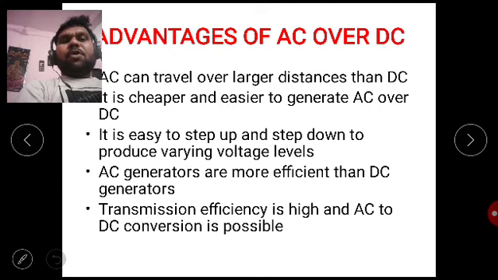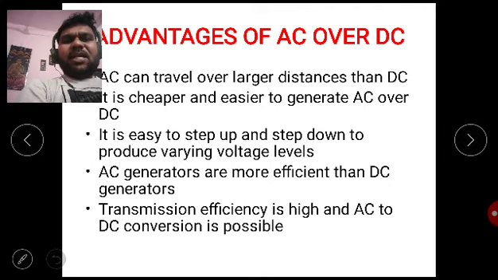How are they more efficient? Due to their functioning. Also, in DC, transmission efficiency is not as high as it is in AC. So AC has higher transmission efficiency than DC. These are the advantages of AC over DC.